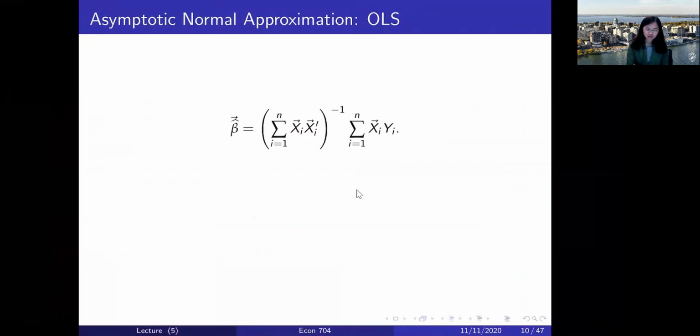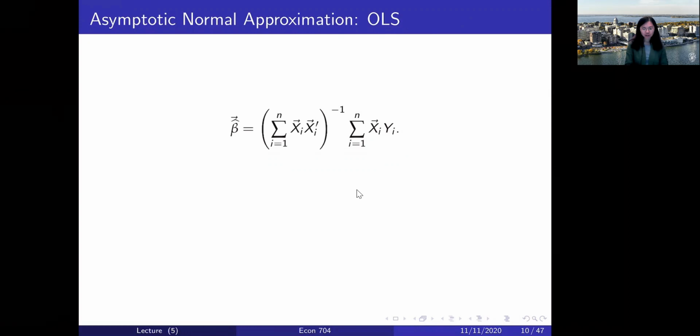So to see how we are going to do that, we start with the formula for the OLS estimator that we derived last week. We start with this formula, and we want to use asymptotic approximation to get a guess of the distribution of this estimator, right? So we want to use asymptotic tools to approximate the distribution of this estimator. So how do we do that?